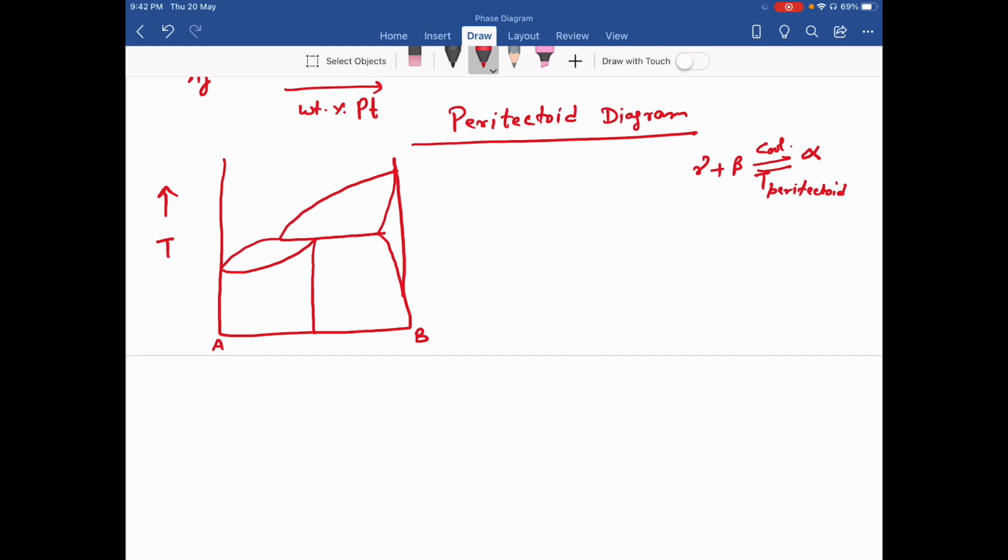So this is the gamma region, a one solid phase region. This is the alpha region and this is the beta region. Here I have gamma plus beta. Here I have gamma plus alpha. Here I have alpha plus beta. Along this line, at this point, this reaction takes place, that is the peritectoid reaction. Two solid phases, gamma plus beta, change to the alpha phase. So this is the peritectoid diagram.